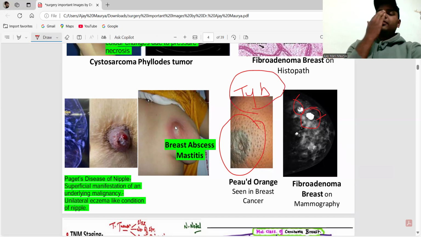This is the breast abscess. Because it's a bacterial infection, guys, you have to do the I&D, followed by the antibiotics.